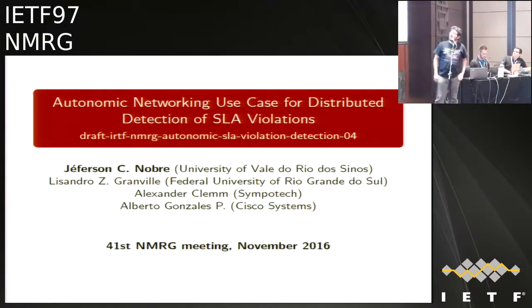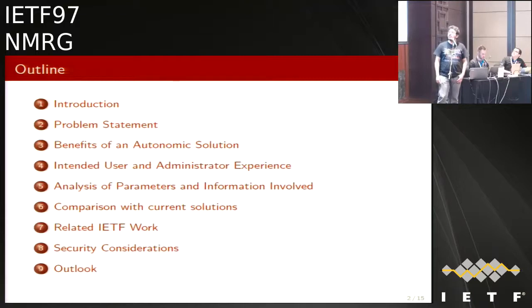Good morning. My name is Jefferson, and I'm going to present the draft autonomic networking use case for distributed detection of SLA violations. This is work from other members of the team, Lisandro Granville, Alexander Clem, and Alberto Gonzalez. Next slide. This is the outline of the presentation, and it is closely related with the BOF of the ANIMA working group. We are one of the use cases for autonomic networking.